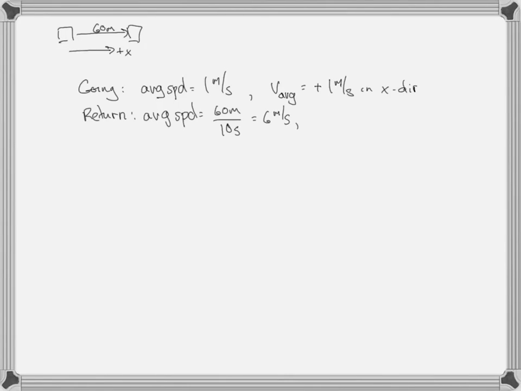What's the average velocity? Now the average velocity, again, we could change our coordinate axis, but if we're going to compare the going to the returning, we have to use the same coordinate axis. So if my plus x direction is to the right, then when I'm returning, I'm moving in the negative direction, right? So when I'm returning, I'm going to start from x initial equals 60 meters, and I'm going to finish at x final equals 0 meters. That's for the return trip.